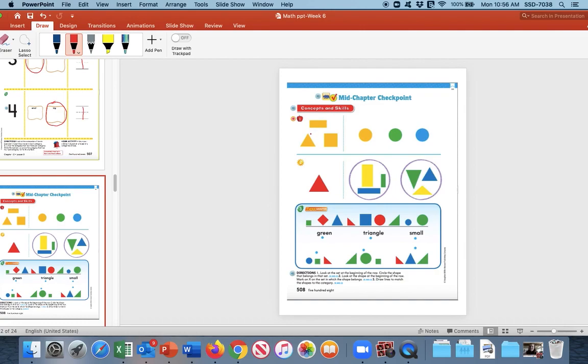So we can see right away that these are sorted by color. We have a rectangle, a triangle, and a square. Does not matter their size. Doesn't even really matter the shape, but we're focusing on color. Since they are all yellow, which one would you circle that belongs in this group of shapes? If you guessed the yellow, that is correct. Go ahead and circle it.